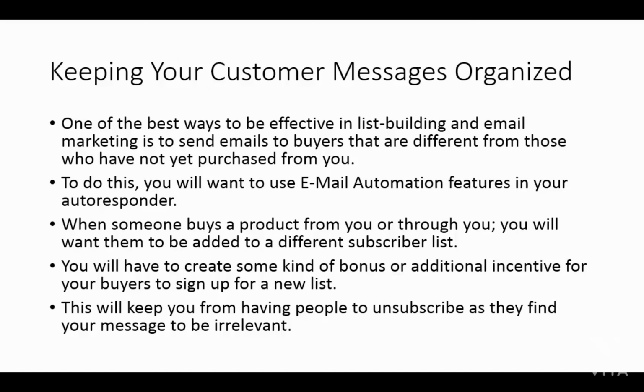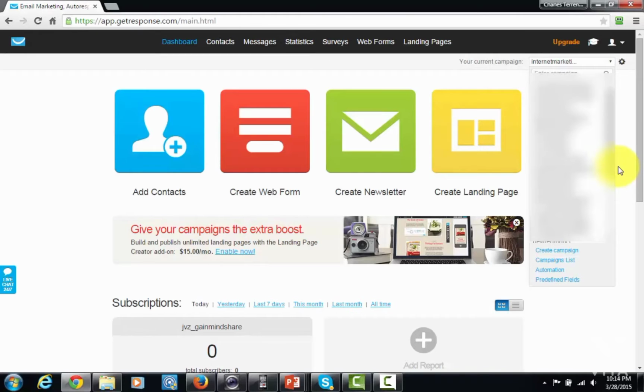Let's take a look at how to do this. Now, inside of GetResponse, you're going to see a link that says automation, and you want to click that link from your dashboard and when you're inside of the list that you are working on. So if you're following along on GetResponse, go ahead and click that automation link.